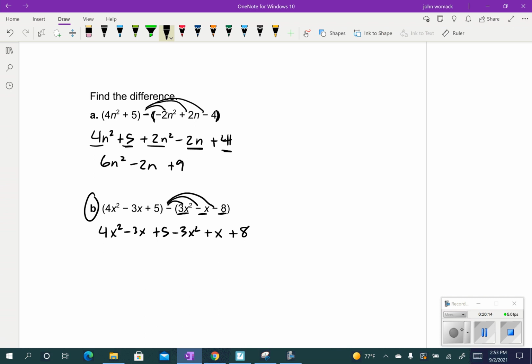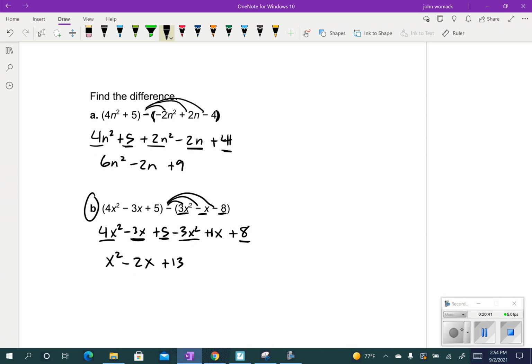Okay, now we're just combining like terms. The 4x squared minus 3x squared, they're like terms. 4 minus 3 is 1, so it's 1x squared, or x squared. I have a minus 3x and a plus 1x. Minus 3 plus 1, minus 2x. You've got a plus 5 and a plus 8, plus 13. Okay, you've combined like terms. Nothing left to do there. We've got it in standard form, and we're good.